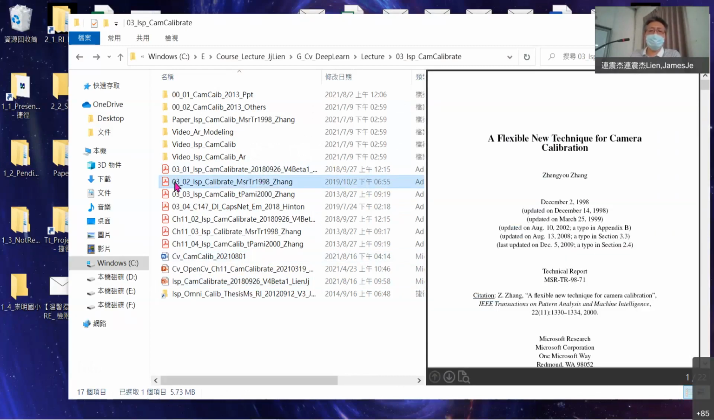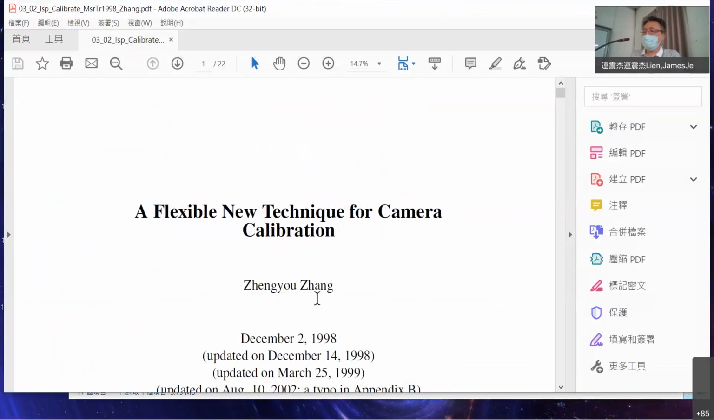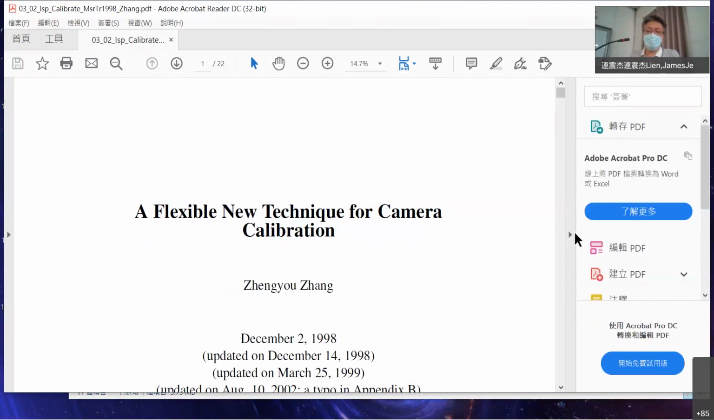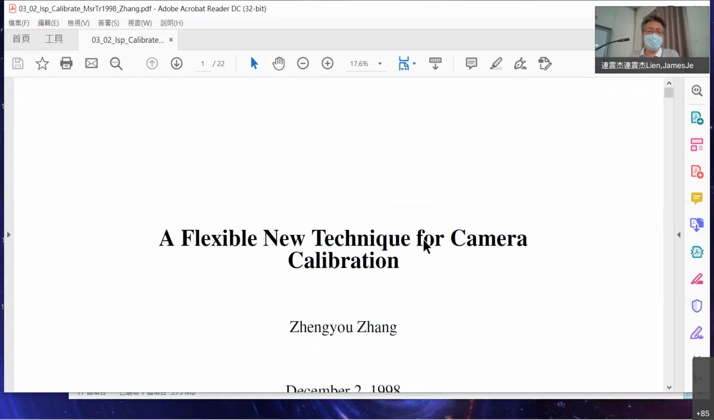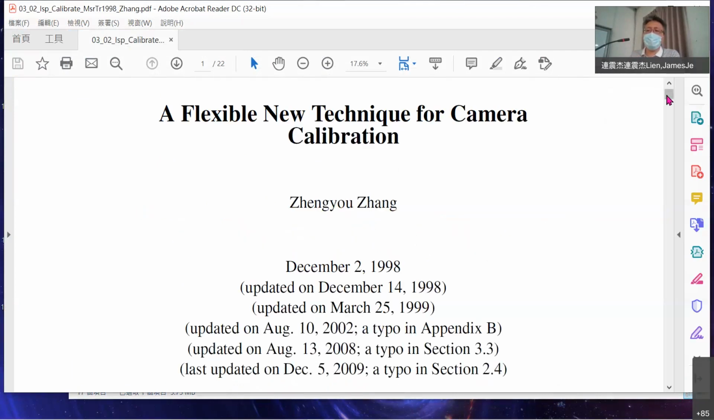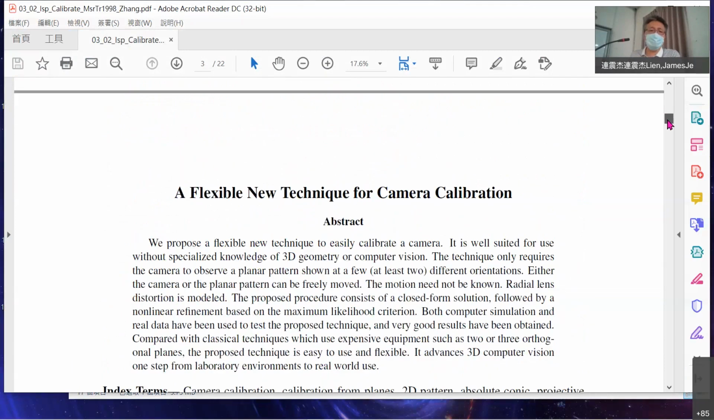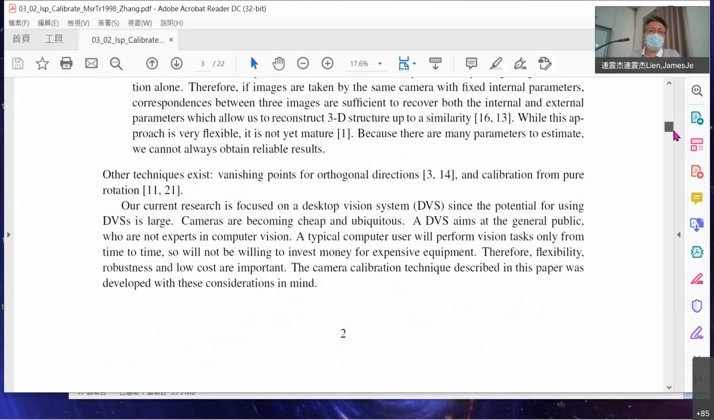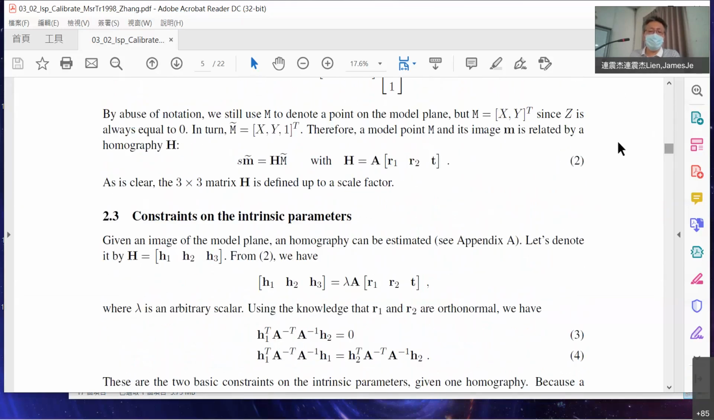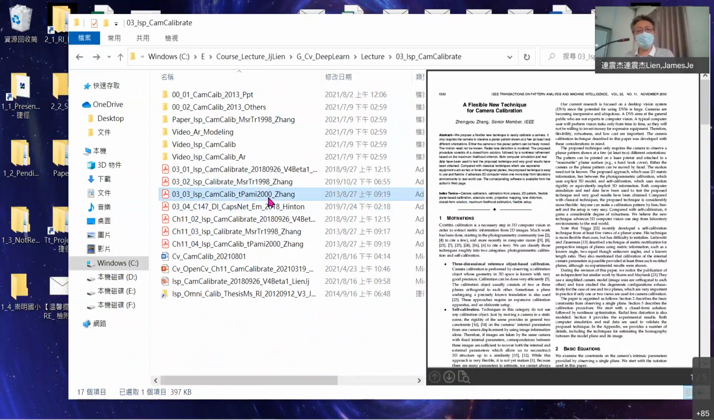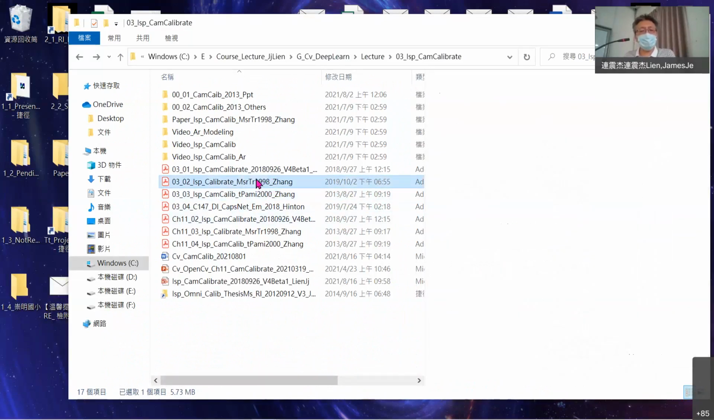这个我 based on this paper, Zhang's paper，这是那个大陆一个很厉害学者在微软写的这个 paper。Now I will base on this paper to talk about camera calibration. Now I will explain this one in detail. And this is the other paper, but actually you can just read his technical report.